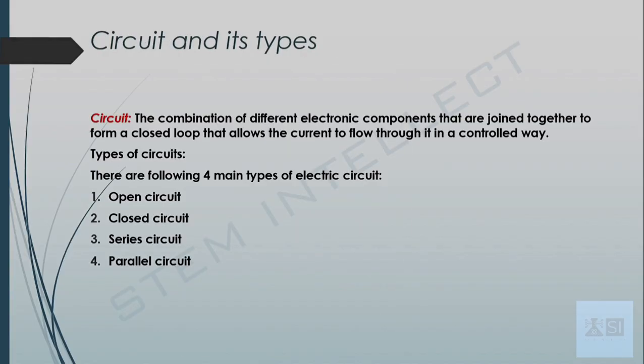Next we will talk about circuits and their types. So what is a circuit? It's the combination of different electronic components that are joined together to form a closed loop, so that it allows the current to flow through it in a controlled way. The basic types of circuits are open circuit, closed circuit, series circuit, and parallel circuit.